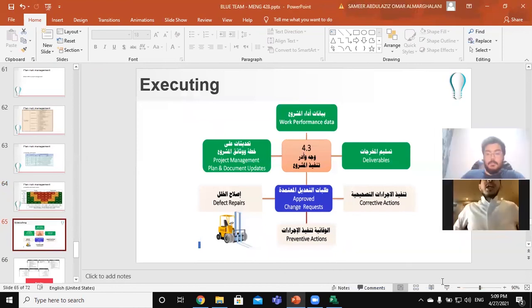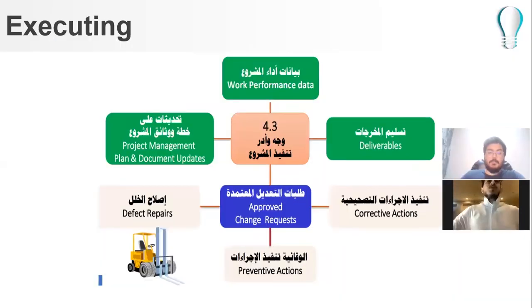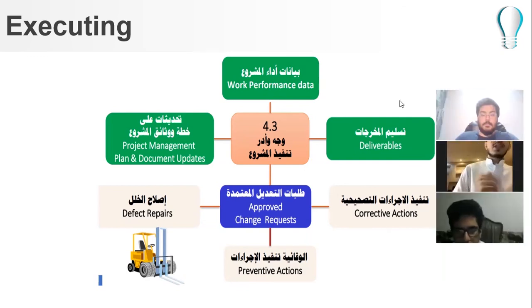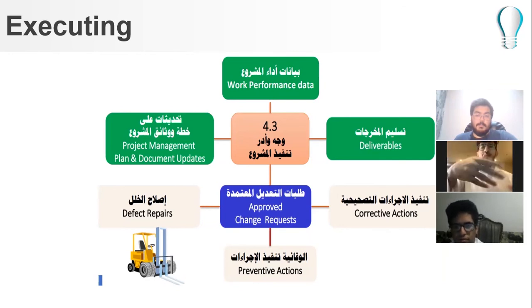Yeah, here we have the final things we will talk about. It is the executing, which is what we need to do in real life. We have here work performance data, project management plan document updates, deliverables, defect repairs, and preventive actions. We will go back to Yazeed to explain the MS project better than me. Okay, Yazeed, continue. Thank you.